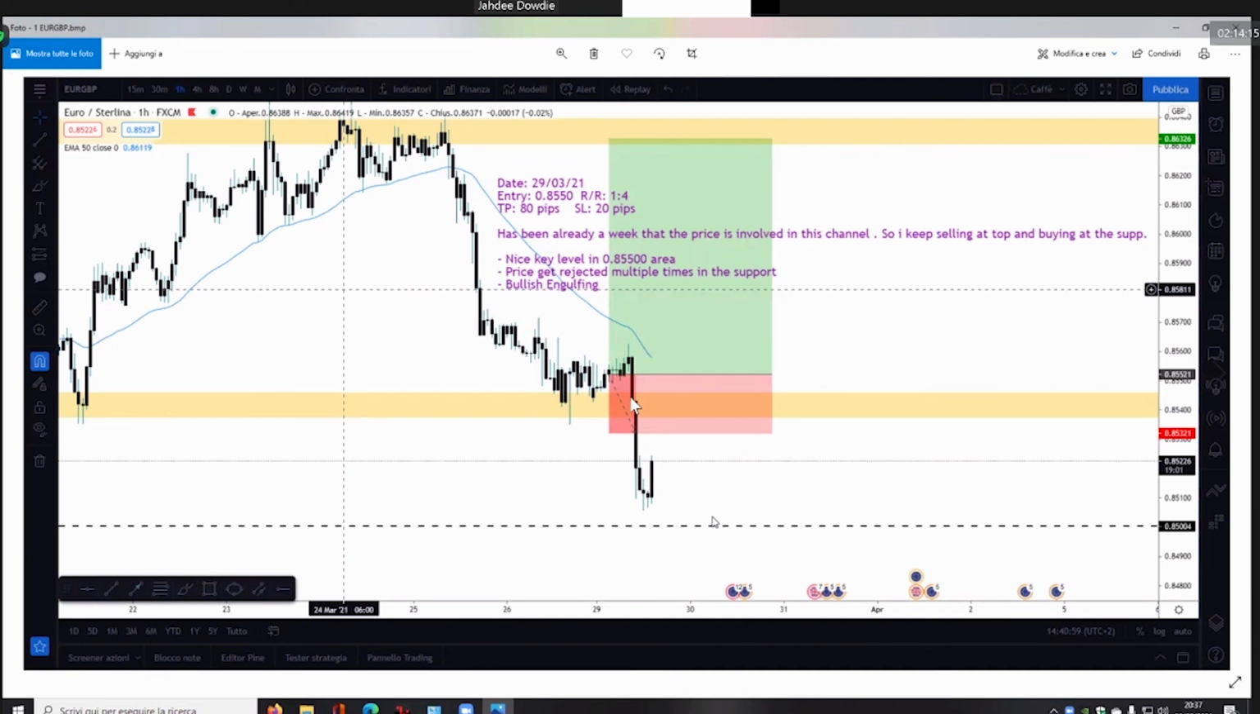That I tried yesterday, I was channeling on the Euro GBP. Take profit 80 pips, stop loss 20 pips. It's 1 to 4 with the 0.01 lot, which is okay. This was for sure not a good trade. I mean, now we know that the price came back. This was a false breakout.